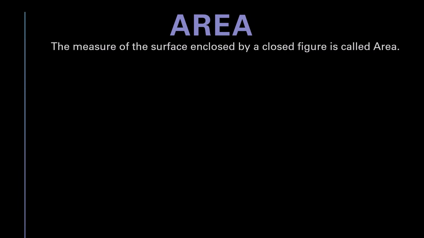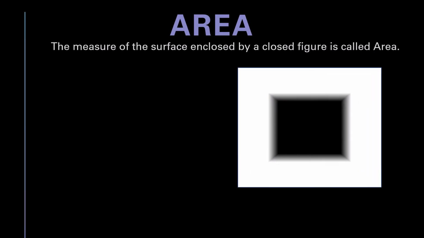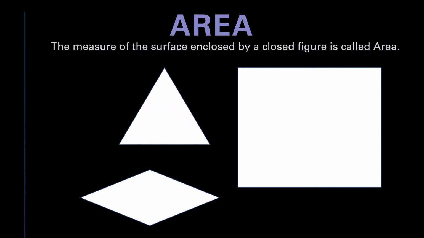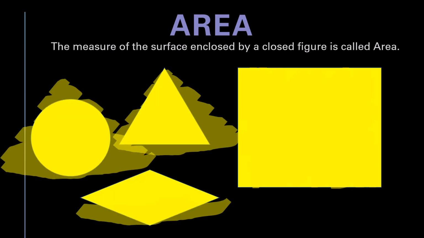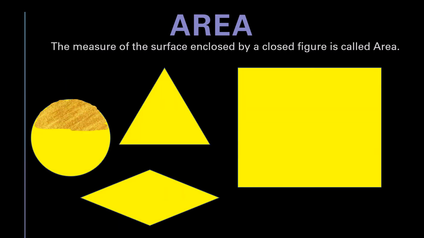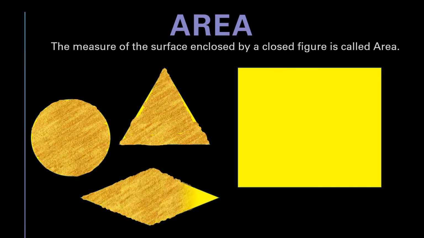The measure of surface enclosed by a closed figure is called area. That means area is the amount of space inside the boundary of a flat object. Here, the yellow portions are the area enclosed by circle, triangle, rectangle and square.